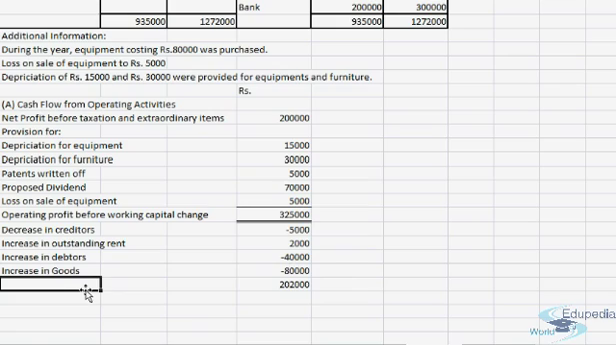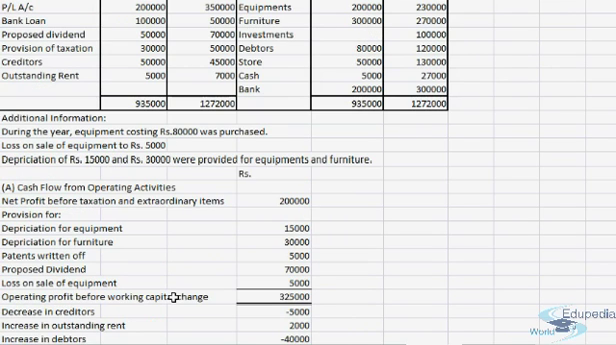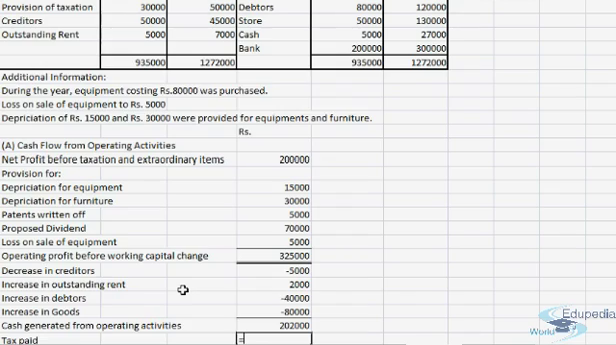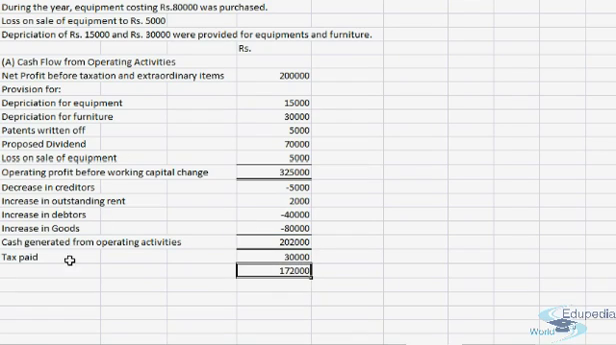Okay, this is the cash generated from operating activities, and we have to deduct tax from this. So tax paid. The tax paid would be the provision for the last year. So the provision made last year would be paid this year. So we'll deduct 30,000 from this. And this is our cash flow from operating activity.